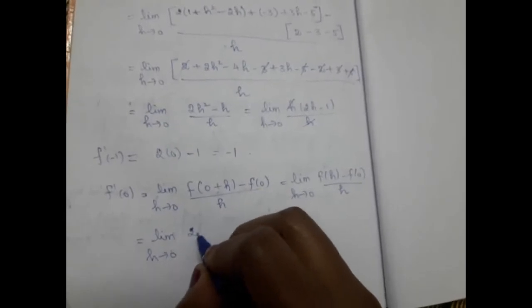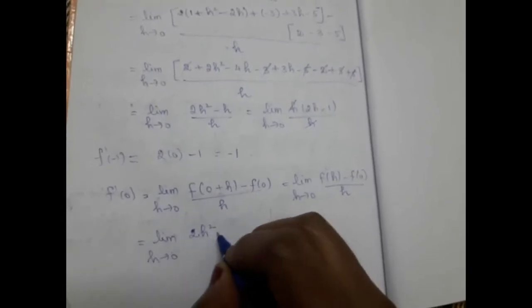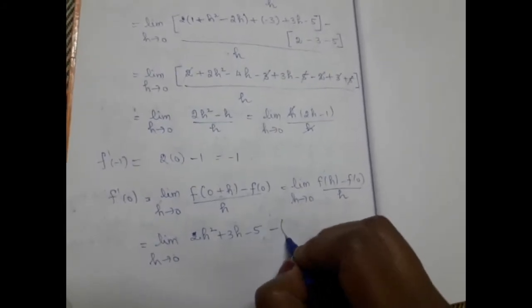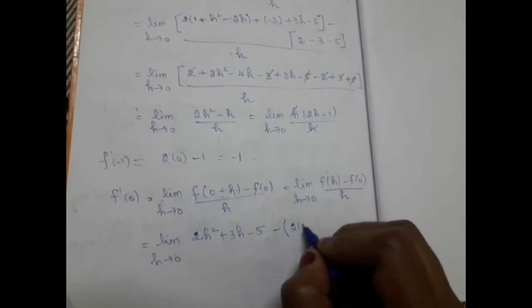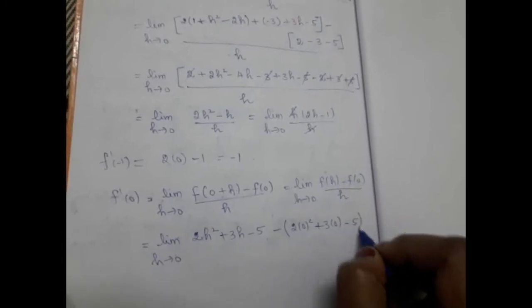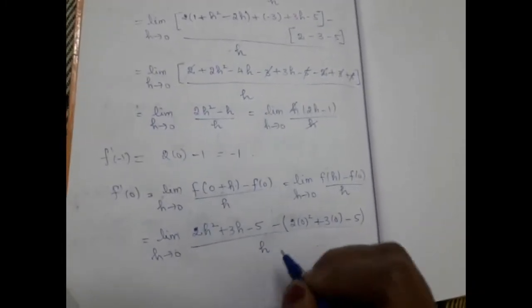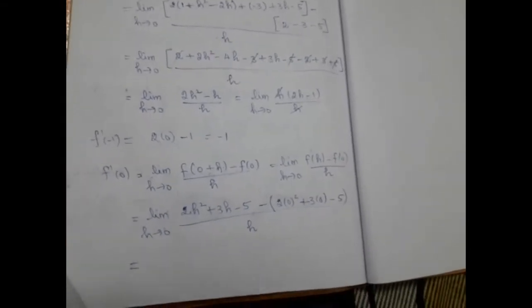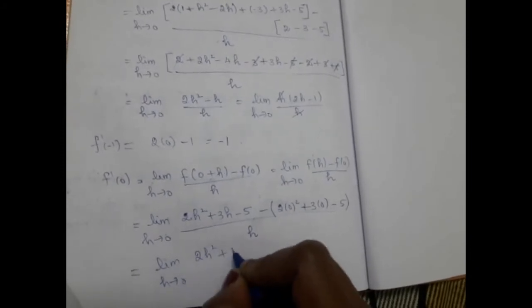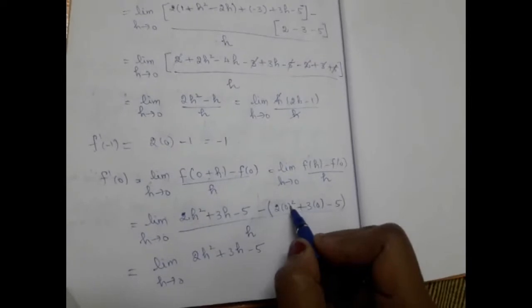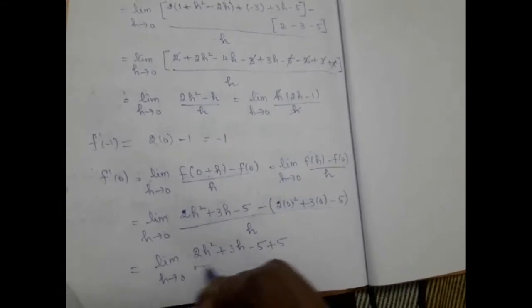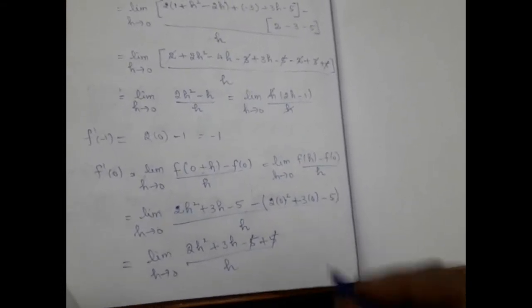So 2 into 2x square. So 2h square plus 3h minus 5 minus of f of 0. So in the place of x, we have to put 0. 2 into 0 square plus 3 into 0 minus 5, the whole divided by h, right. Again, we have to simplify this. The limit h tends to 0, 2h square plus 3h minus 5. Anyhow, 0 into 2 is going to be 0. This is also 0. Minus into minus, it will become plus 5 divided by h. So, plus 5 minus 5 will get cancelled.